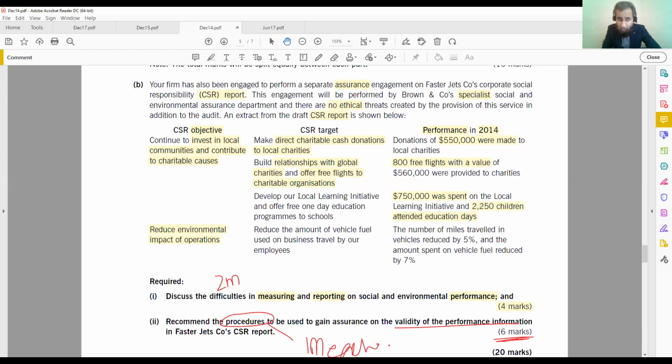See what is written in the center column. The center column says local learning initiative and offering 1-day free education program to schools. So the school must have submitted the attendance records, right? The school must have submitted the attendance record to Faster Jet. So can I check the attendance record that how many children attended the education day of the free 1-day education? And can I review the bank statements to confirm $750,000 was spent? Can I review the correspondence with schools that $750,000 was indeed given to the schools?